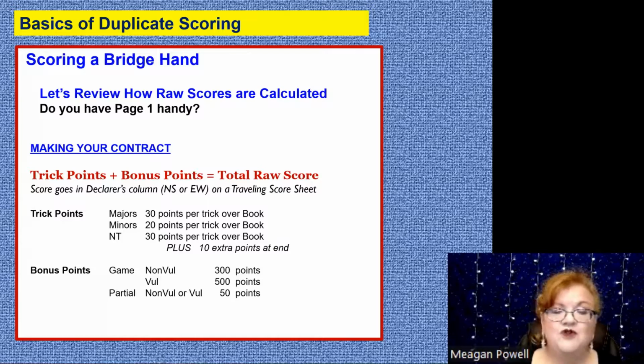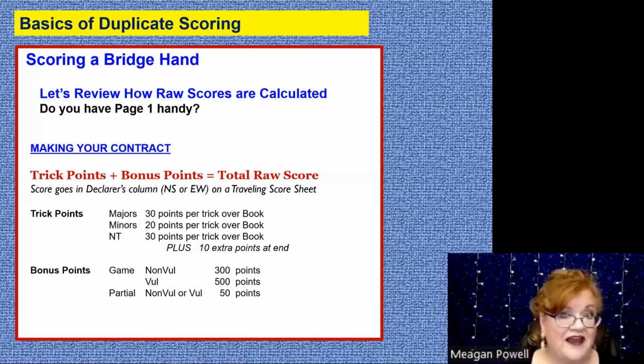But when you play in a no trump contract, game or not, at the end of calculating trick points, you hand yourself 10 extra points. We like to say it's because you get 10 extra points for being brave enough to play without a trump suit. Okay? Now, you get trick points when you make your contract, and then you get bonus points.